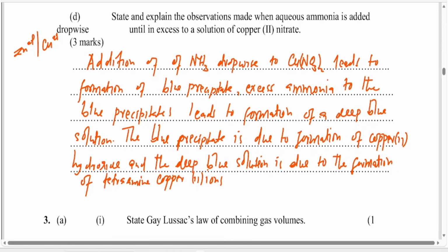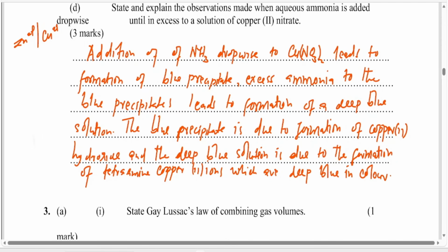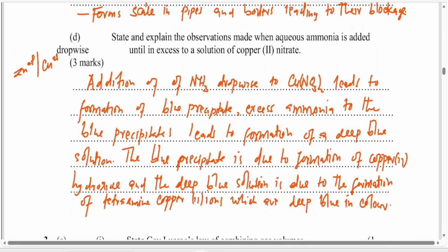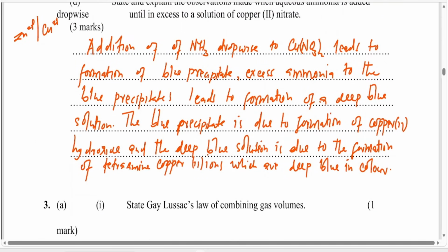You can just say which are deep blue in color. The tetraamine copper 2 in the formula is Cu. Tetra means 4, so 4 molecules of ammonia, and then it's a complex salt with a 2 positive. So this is what we call tetraamine copper 2 ion.